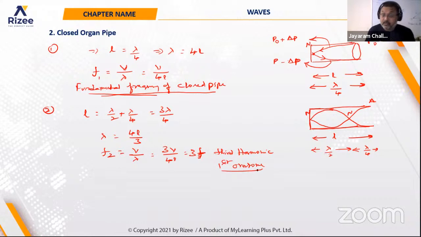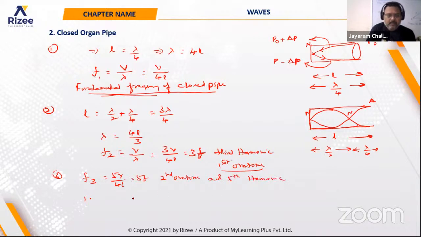Okay, so the first overtone in the closed pipe is your third harmonic. Similarly, for the third case, F3 will be 5V by 4L, which can be written as 5 times F. This is called your second overtone, and the same thing is called the fifth harmonic. So they will be in the ratio of 1 is to 3 is to 5 is to 7 is to 9 is to 11 and so on. It will be in this particular ratio.